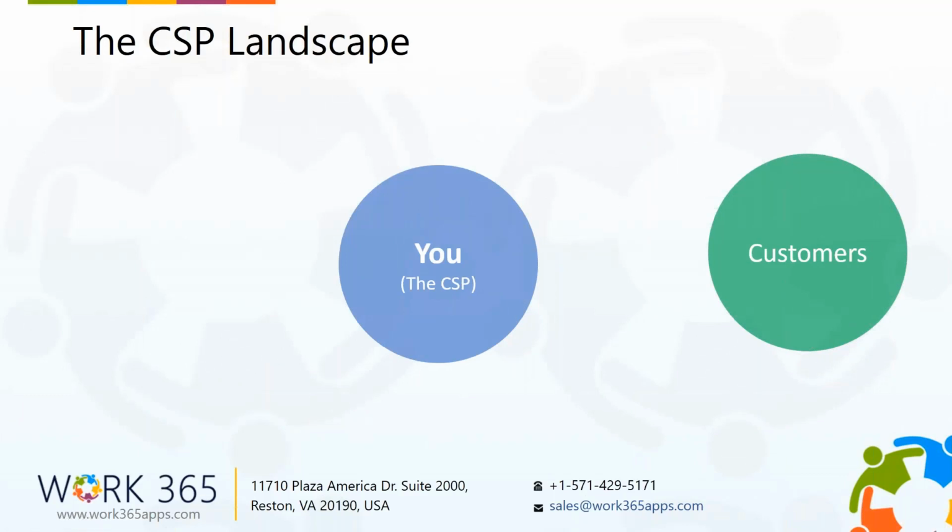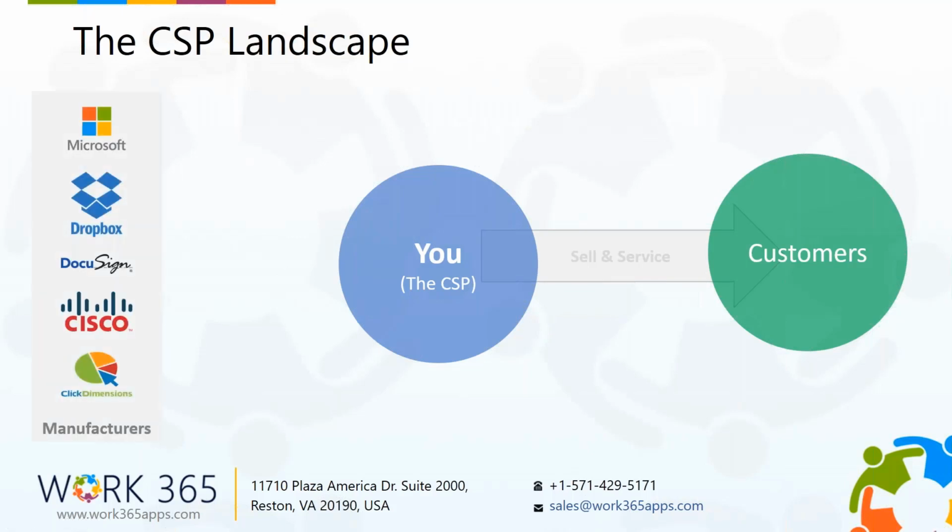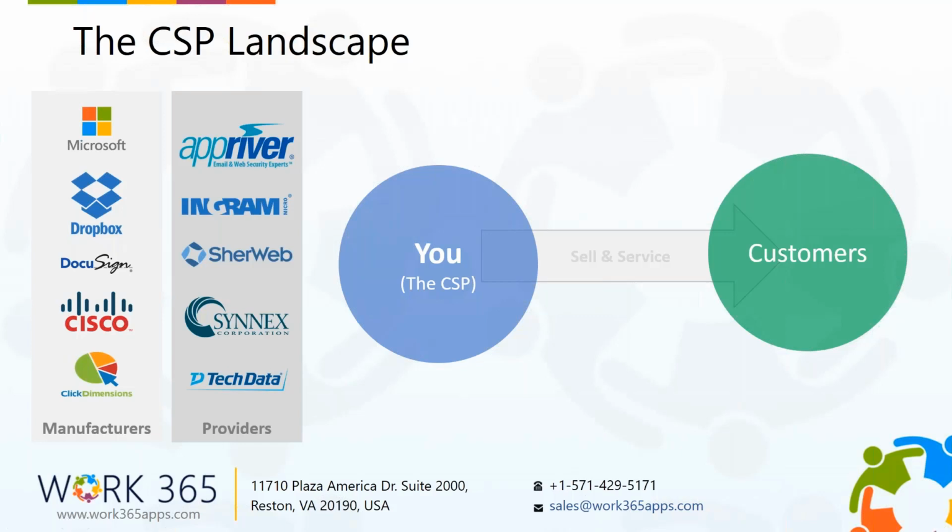So the first thing I want to talk about is the CSP landscape. As channel partners, we fall into one or more of these categories. We're VARs, ISVs, SIs, MSPs, and each of us as partners have a slightly different role or different model as we sell our services to our customers. We purchase these services through vendors, or what we call manufacturers in Work 365. These services or products are purchased from someone, either a distributor or directly from these manufacturers, and we call these providers.